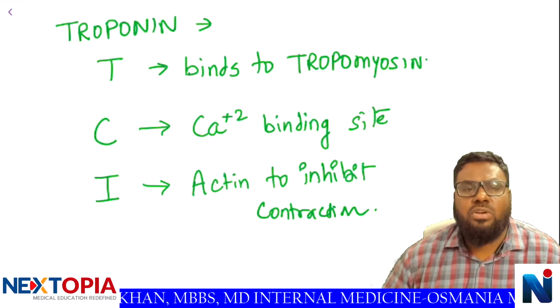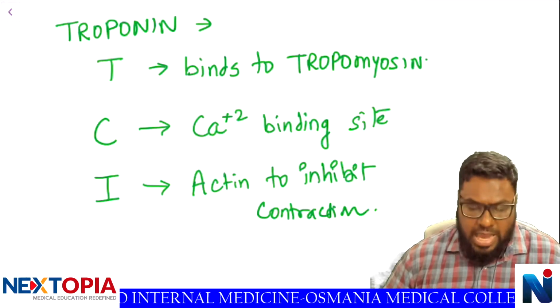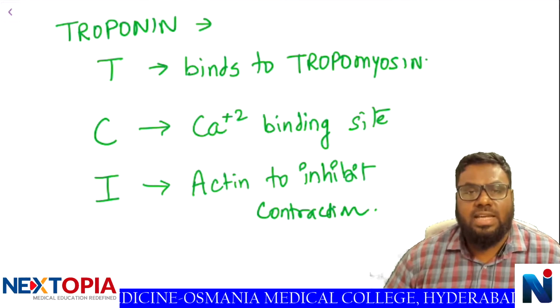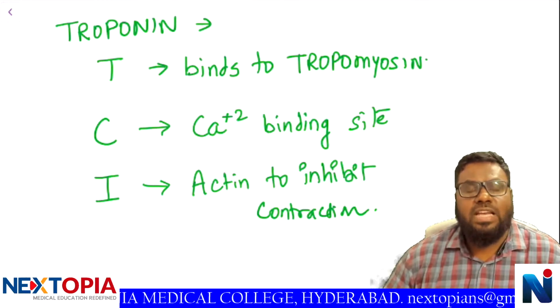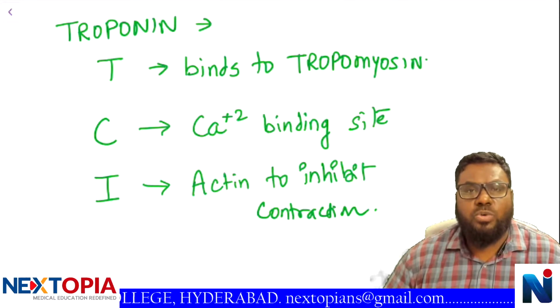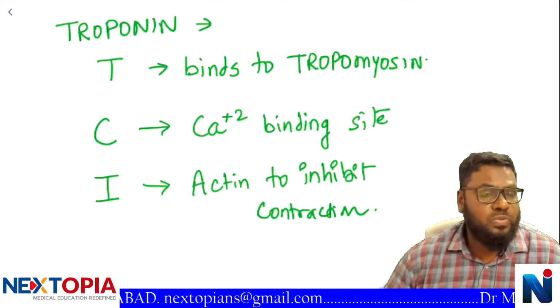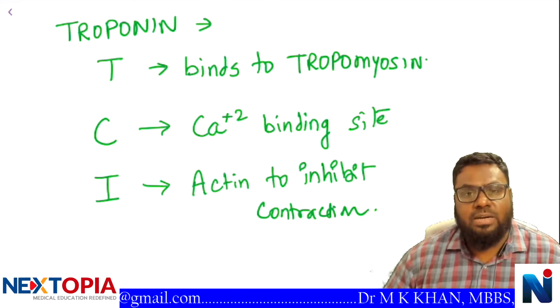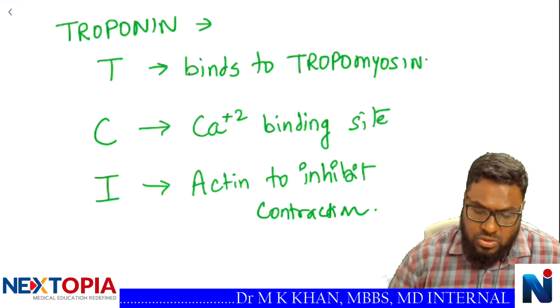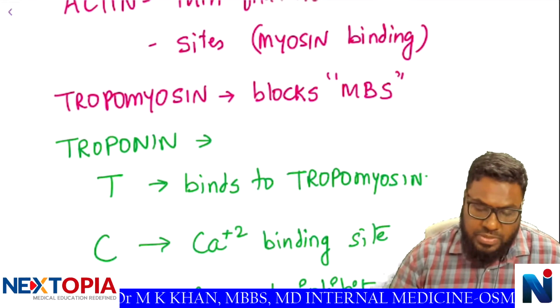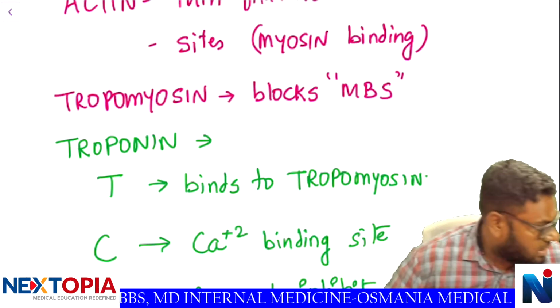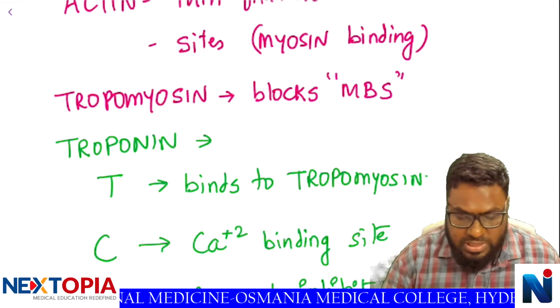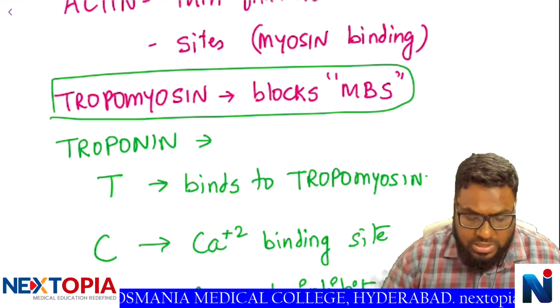So an important function of troponin I is to bind to actin to inhibit contraction, hence the name I. When calcium binds to troponin C, the troponin-tropomyosin complex moves, exposing the actin filament binding site for the myosin. So what is the function of tropomyosin? It is blocking the myosin binding site, is it not?